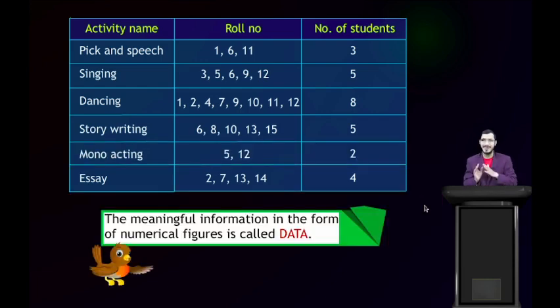So here, meaningful information in the form of numerical figures is called data. Students, note down this definition and always remember: meaningful information in the form of numerical figures. Numerical figures means we are using numbers here. So numerical figures is called data.